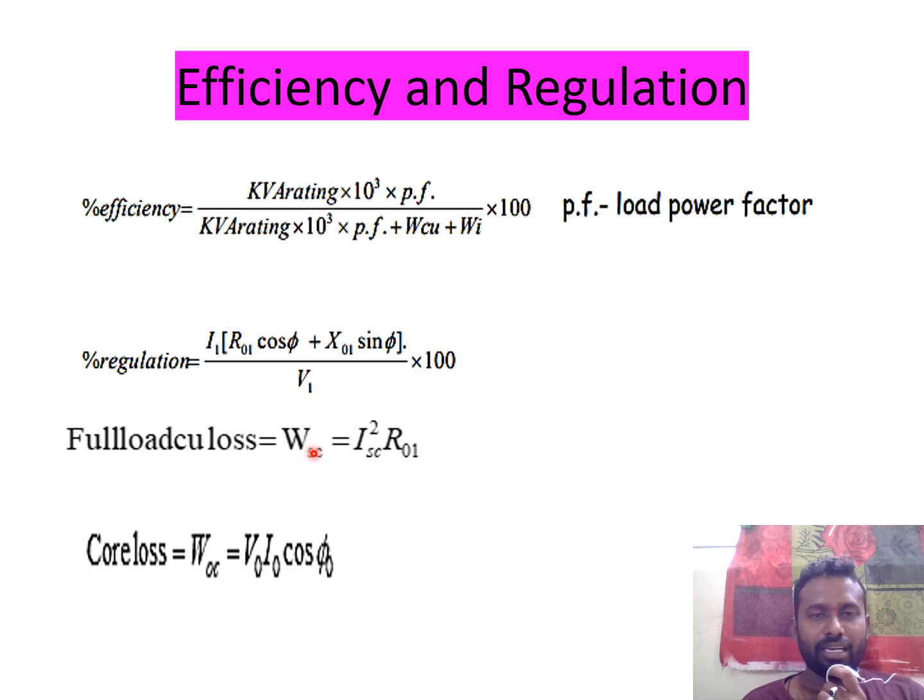So here what is WSC from this? WSC is equal to ISC square into R01, that is the copper loss. And this is nothing but W iron loss, the core loss or iron loss, V0 I0 cos phi naught. You can substitute it here, and WCU is nothing but WSC, ISC square R01. You already got these values, so you can substitute them here and find the efficiency and regulation, where we have also found R01 and X01.